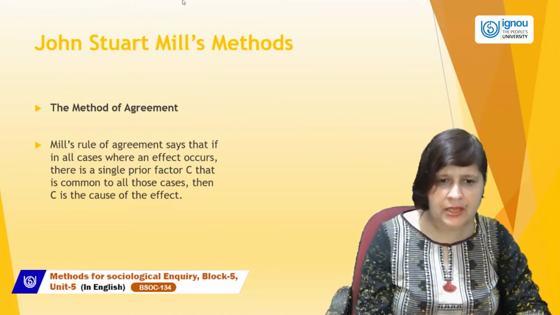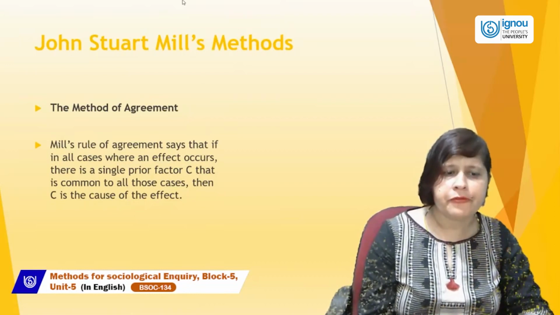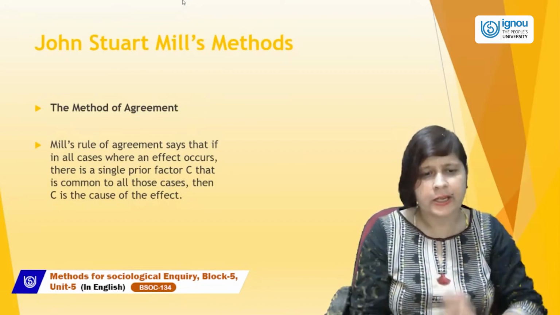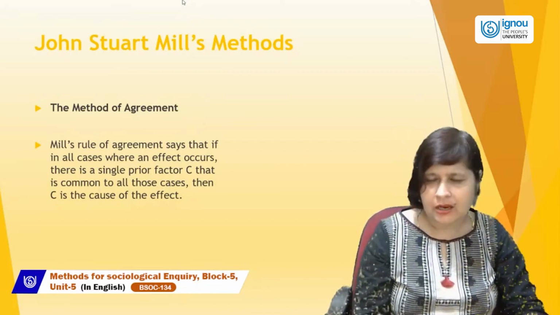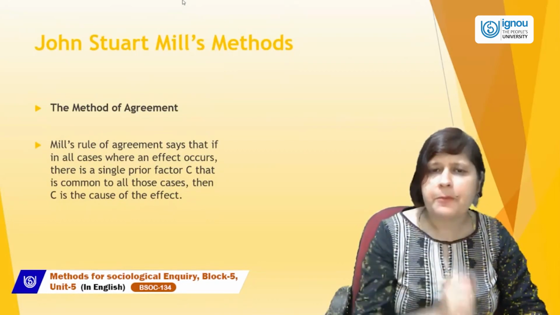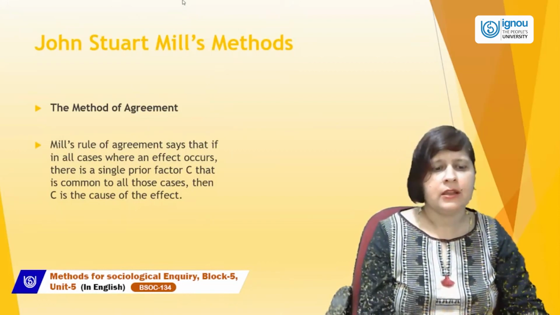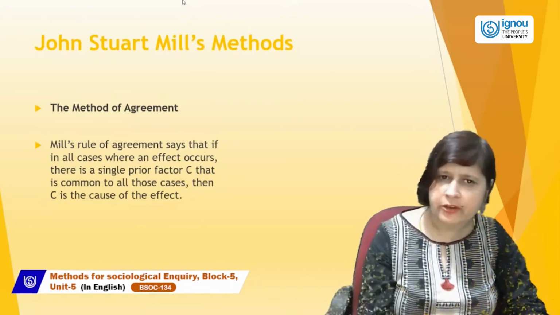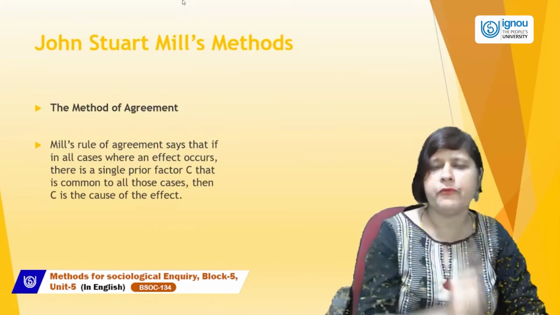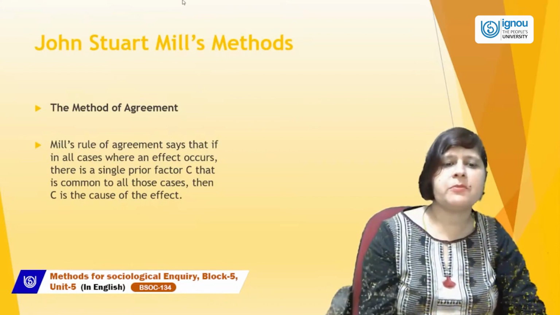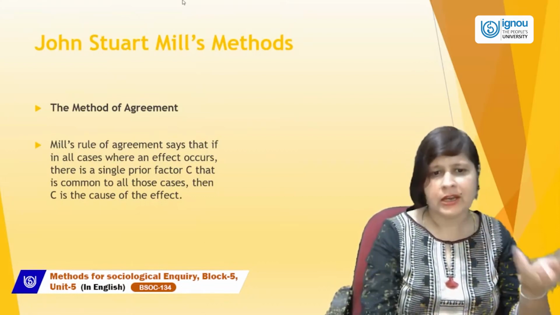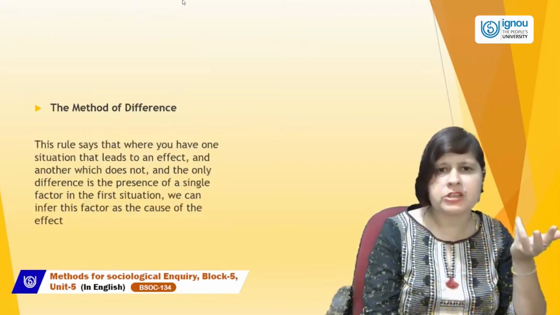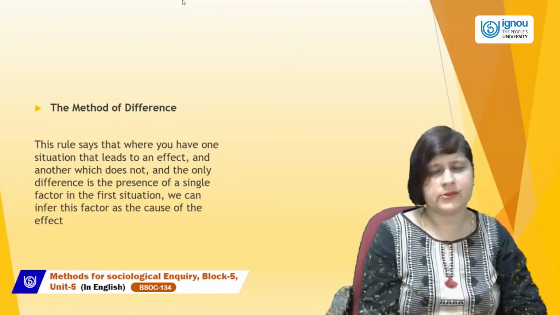According to Mill, if in all cases which are under study, where an effect occurs, there is a single prior factor C that is common to all those cases, then C is the cause of that effect. That is, there must be one factor which is responsible for that effect in all the cases.